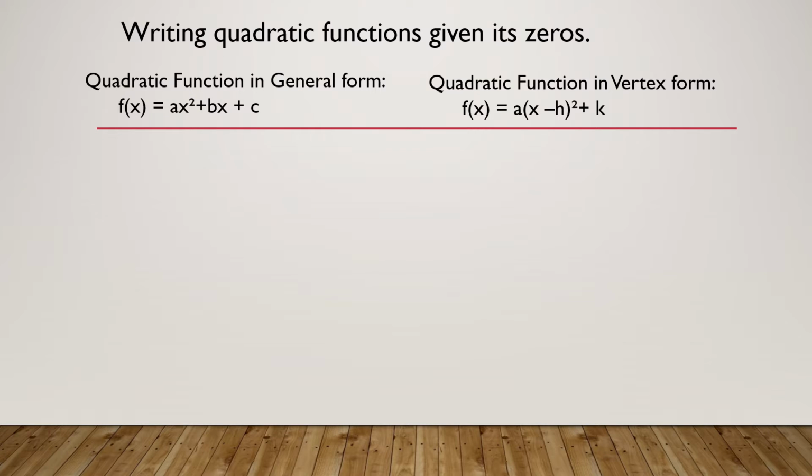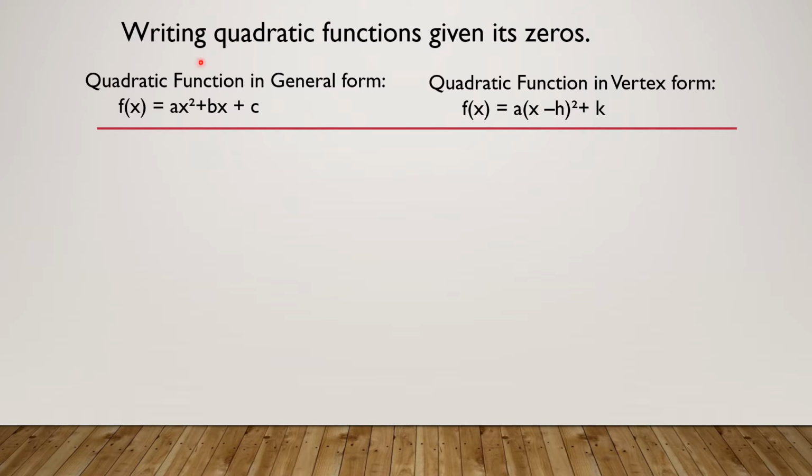Okay, before that, let us recall first the quadratic function in general form. f(x) = ax² + bx + c. And this is its vertex form: f(x) = a(x - h)² + k. So now, this is the only equation we will be working with. If you want to change it here, I have a video about how to transform general form to vertex form.